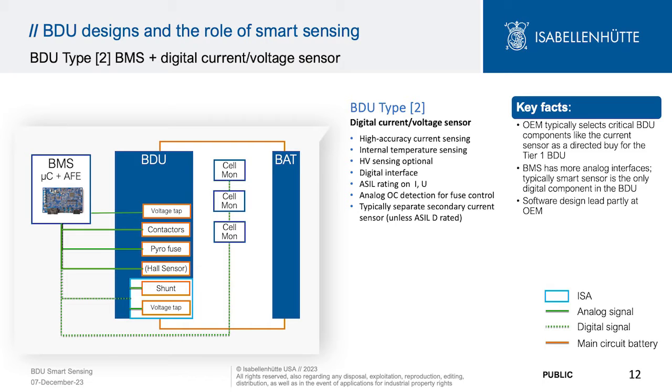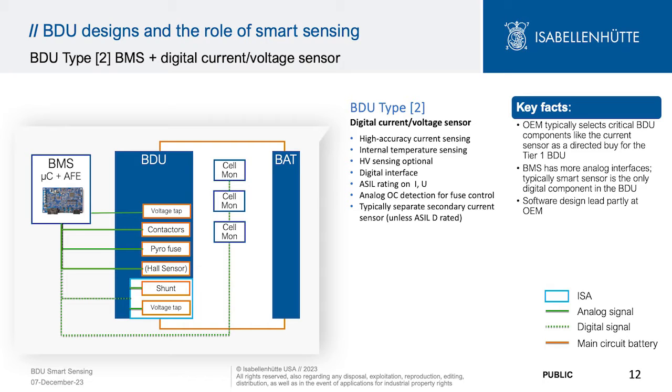It could still have an ASIL rating on the current and the voltage sensing if applied to help achieve a higher rating on system level, but typically there would be a secondary analog sensing channel there to get to a high ASIL rating on system level. There could even be an analog overcurrent detection for fuse control integrated in such a module to basically bypass the BMS and actuate the fuse even faster than it's possible if this has to go through the BMS first.